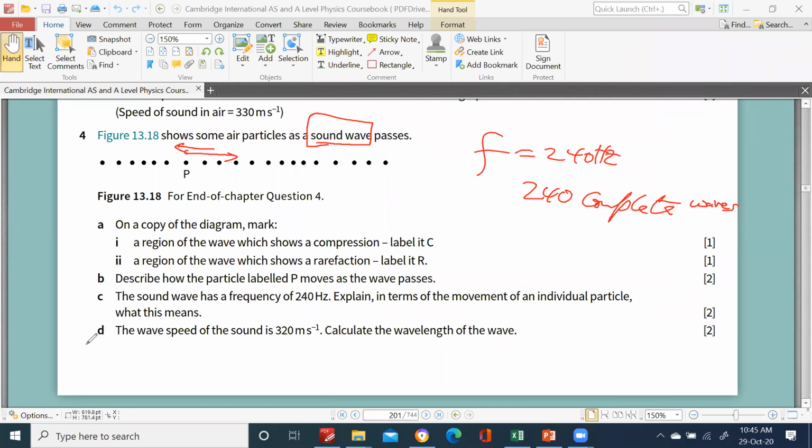Very good. And then lastly, the wave speed is 20 meters per second. If you take the wavelength from v = λf, you can do that. You have the frequency, you have the velocity, you can get the wavelength.